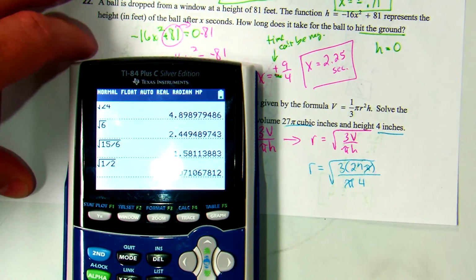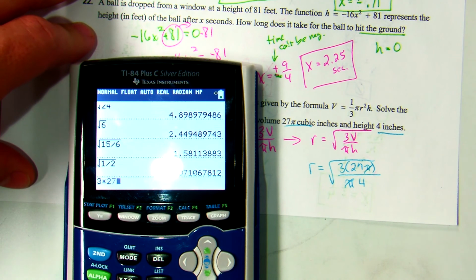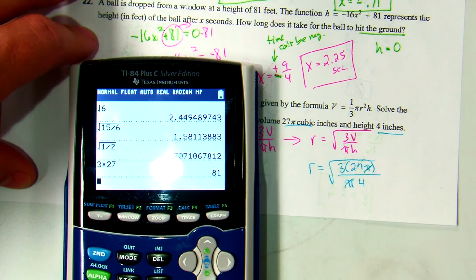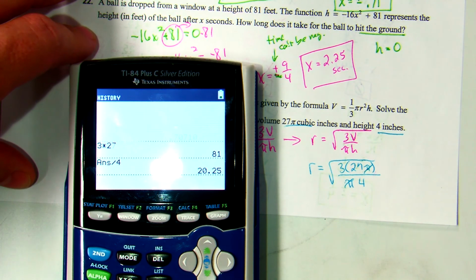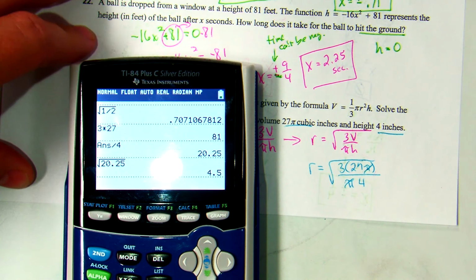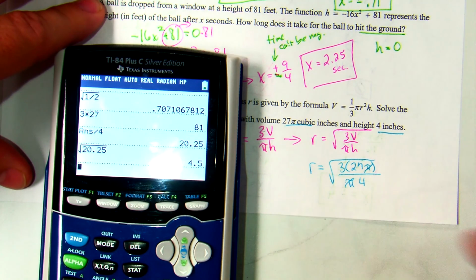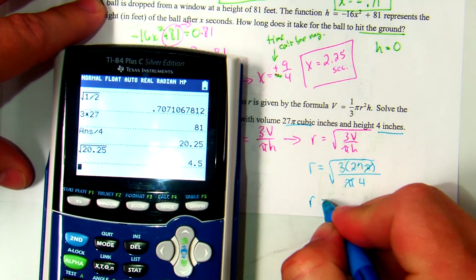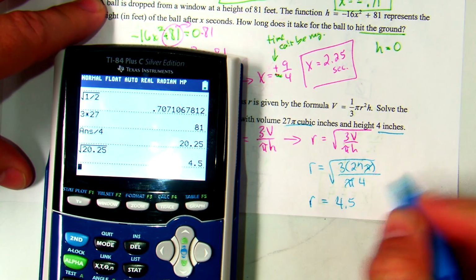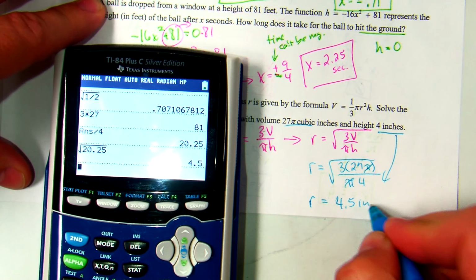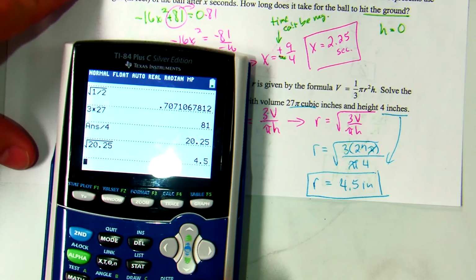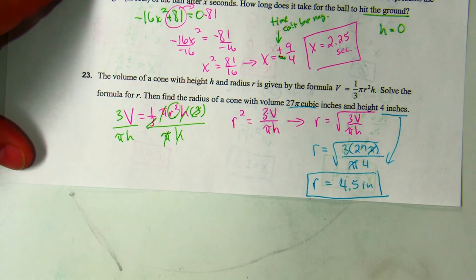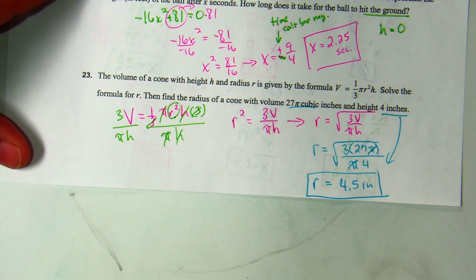Well, we put that in the calculator because that's a lot easier to do, right? 3 times 27 equals 81. Divide that by 4. And I'm going to take the square root of 20.25. And so my radius is going to equal, r equals 4.5. And in this case, it's inches. Okay? So that one is not too difficult as long as you can figure out how to get r by itself.